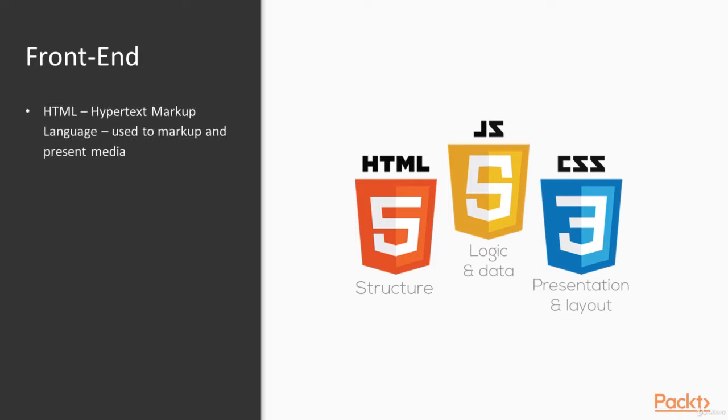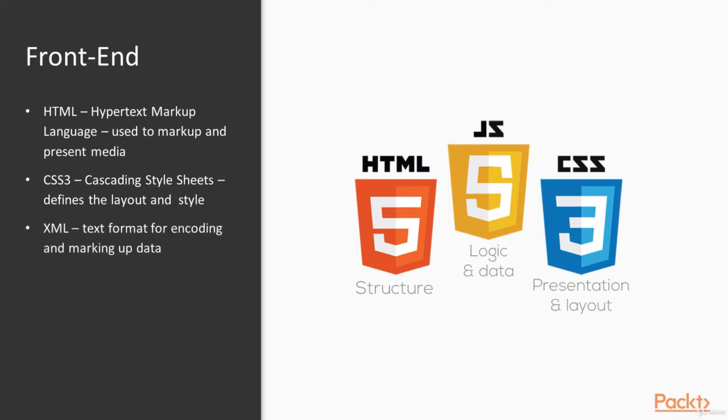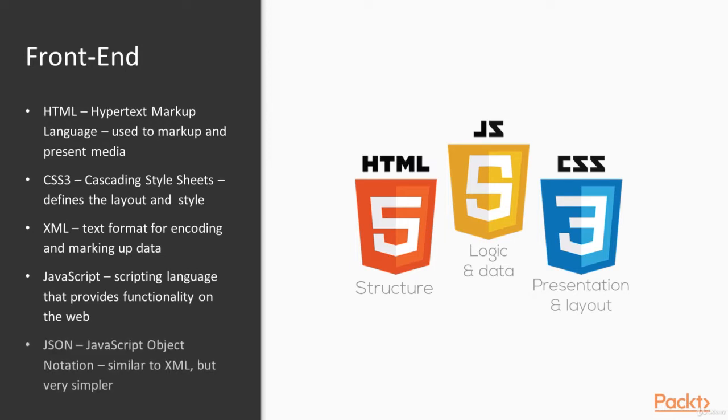HTML is the structure of the web app. You can design your web app using CSS. Also, there are plenty of CSS frameworks that provide many enhancements to your website. You can use XML for marking up data. JavaScript is a scripting language that provides functionality on the web. But we have another way to do the work with another technology called JSON. JSON is JavaScript Object Notation. It's very similar to XML, but much simpler.